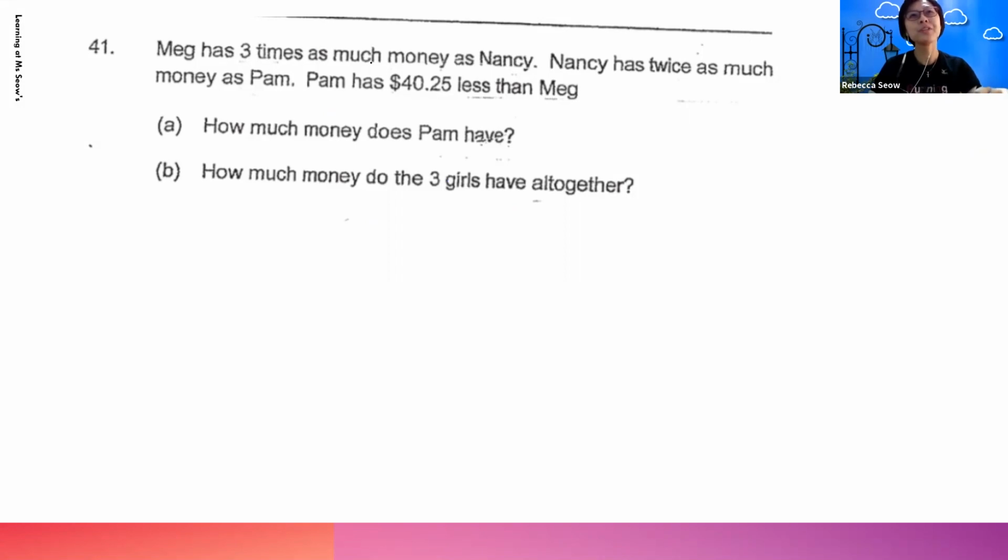So Meg has 3 times as much money as Nancy. Nancy has twice as much as Pam. Now, when you come across words such as how many times as much, twice as much, more than, less than, one way we can approach it is by drawing a model. So let's try it out. We have Meg, we have Nancy, and we have Pam.